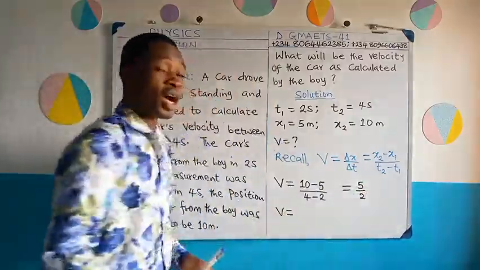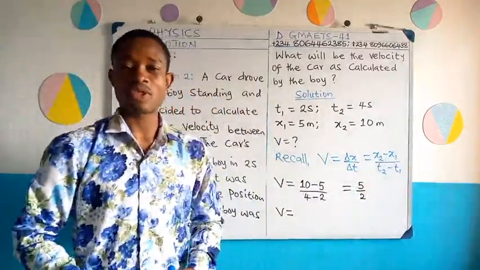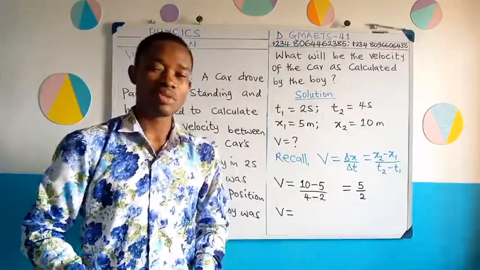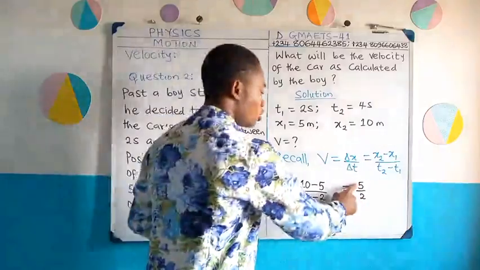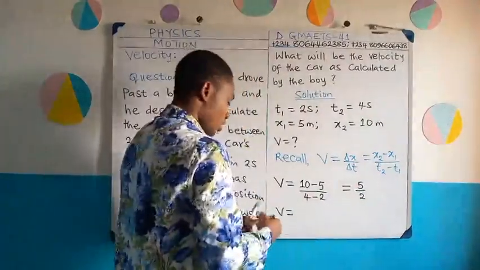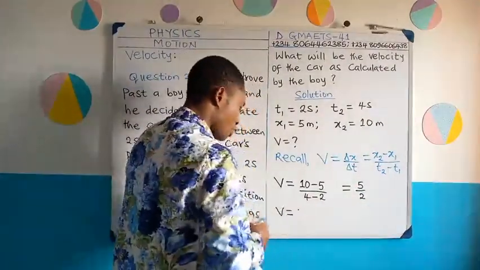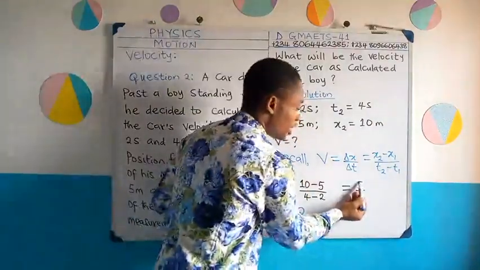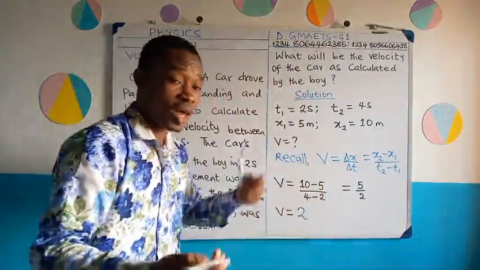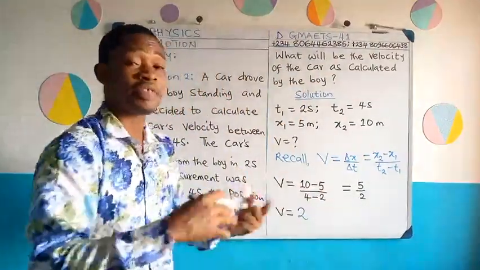So what does that tell us? The velocity of the car, which the boy will calculate, is 5 over 2. And 5 over 2 will give us 2.5, because 2 can go into 5 two times remainder 1. If you don't have your calculator, you can work it out by short division. If you have your calculator, just press 5 over 2.